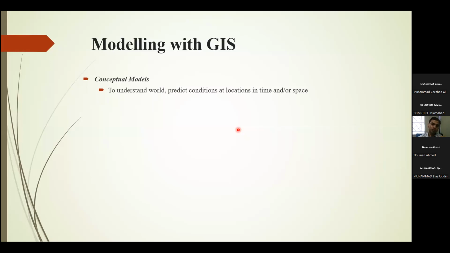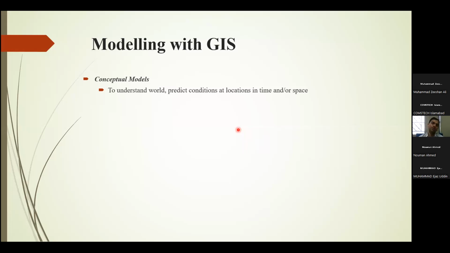So conceptual models help to understand the world and predict the conditions at a location in time or space. Like in my starting slides, I discussed the conceptual model, that is, how we can understand the world. For example, I am talking about the northern area of Pakistan where we have a lot of glaciers. If I consider the data from 2000 onward to 2022, the data shows the pattern would be the declining of glaciers. So considering that with the passage of space and time, it shows that it is declining if the temperature is the same for the area.